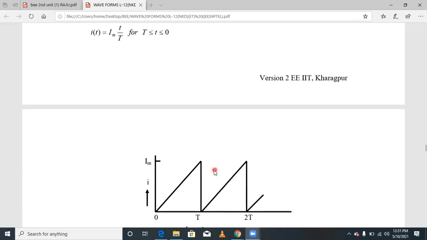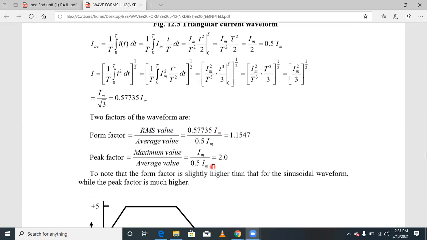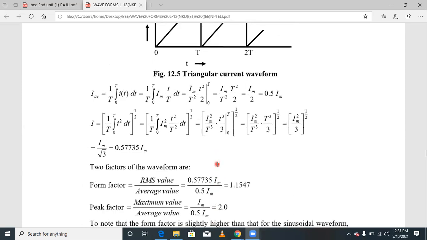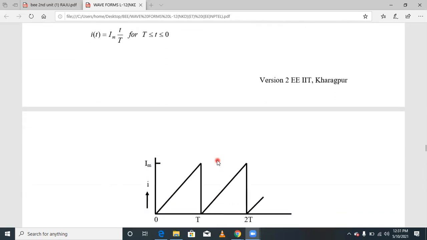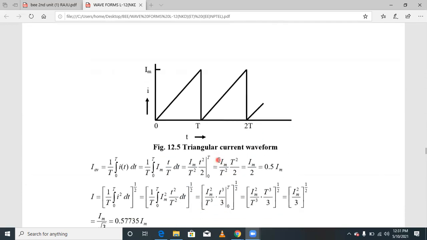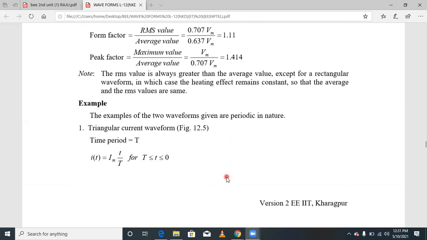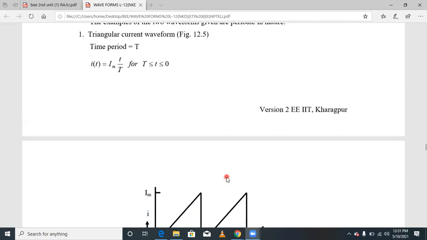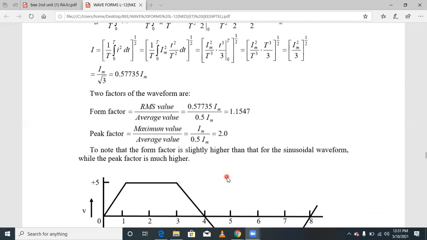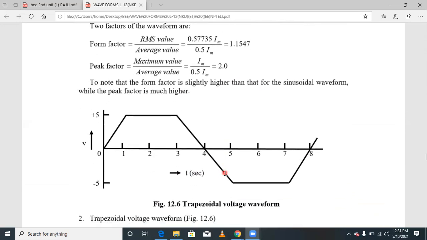So this is for RMS value, average value, form factor and peak factor. This is very, very important. In your external exam, one compulsory question will be based on these waveforms: find the average value, RMS value, form factor, peak factor. Next, the trapezoidal waveform. All of you take this diagram of the trapezoidal waveform. Find the RMS value, average value, form factor, and peak factor.